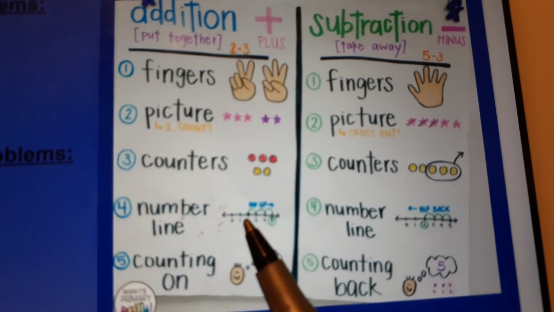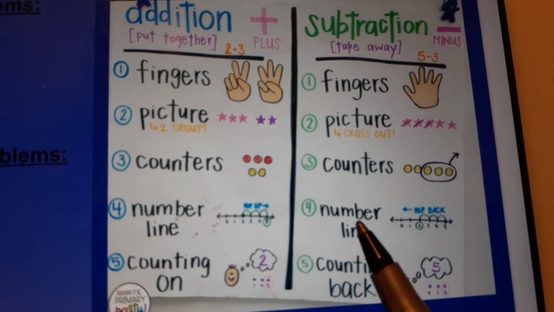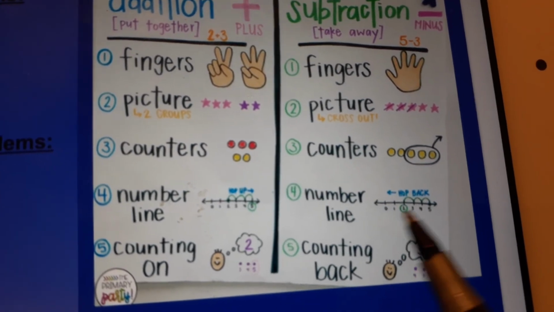We could go to 2, and then we can add 3 more. 1, 2, 3. Sorry, it's a little blurry. And on the number line here, we can start at 5, and then we could go back 3. 1, 2, 3, and then we have 2 left.